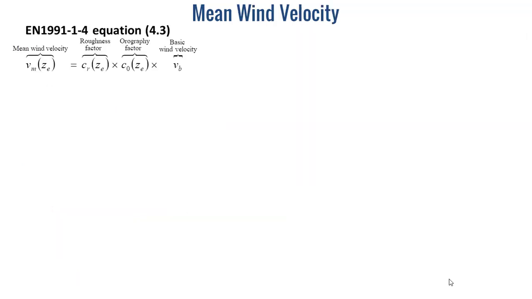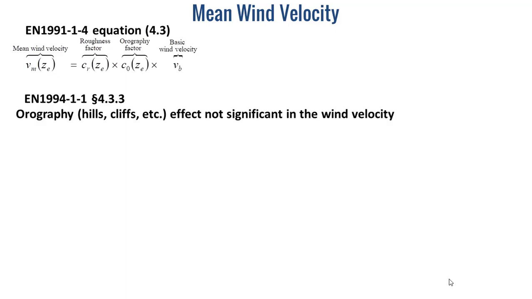And now we determine the mean wind velocity using the formula that you see. Here we already determined the roughness factor CR, and we have the value of the basic wind velocity VB. So it remains the orography factor. And the orography effect here is considered not significant in the wind velocity. So the orography factor CO at the reference height ZE will be equal to 1.